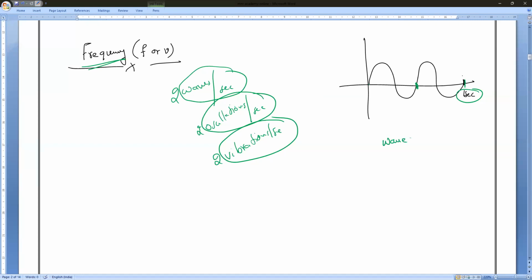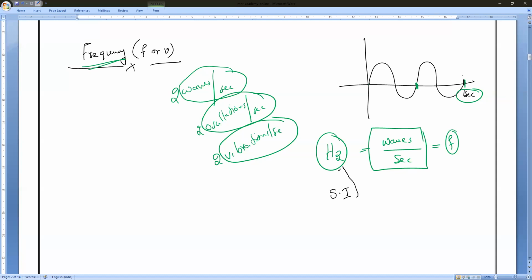Vibrations or waves per second is equal to frequency. Those waves per second we call a hertz. The unit of frequency is what, everybody? Yes, the unit of frequency is hertz.